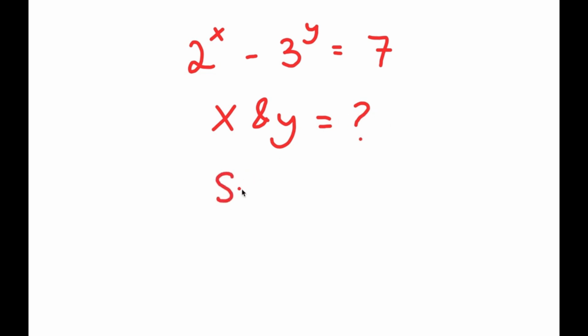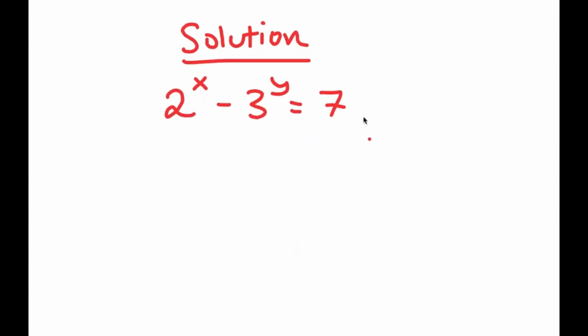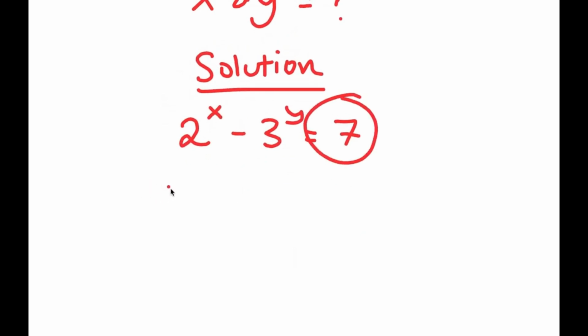So for my solution, if I have something in the form 2 to the power of x minus 3 to the power of y is equal to 7, I'm going to rewrite 7 as 4 plus 3. So now I have 2 to the power of x minus 3 to the power of y is equal to 4 plus 3.